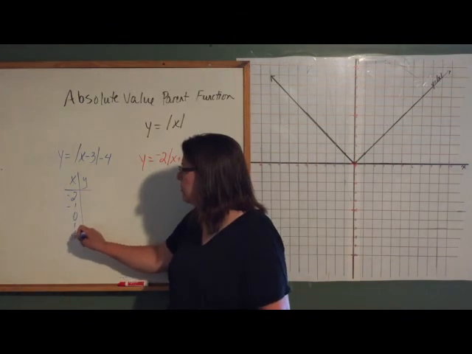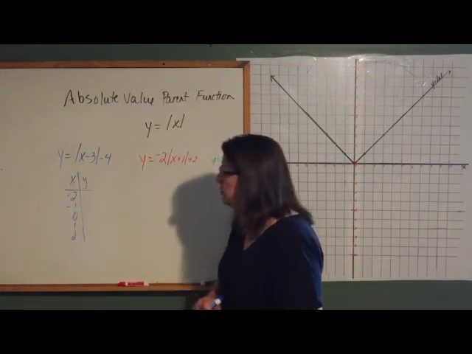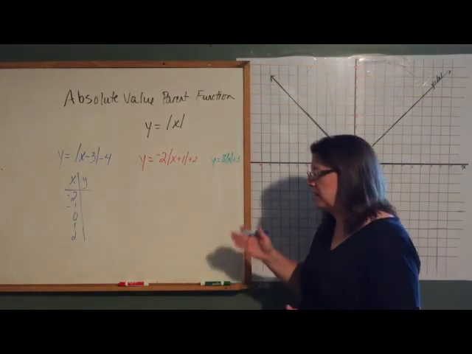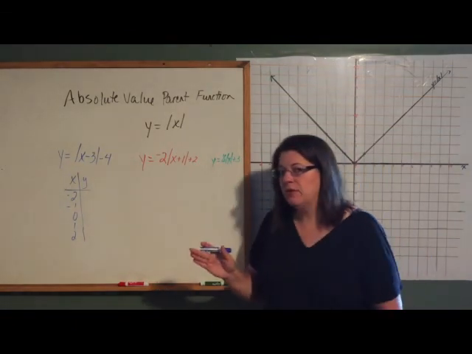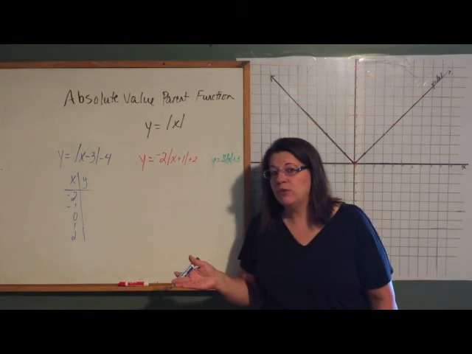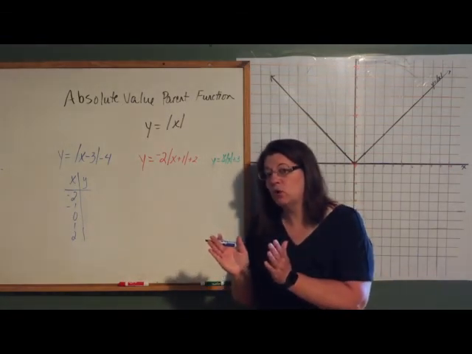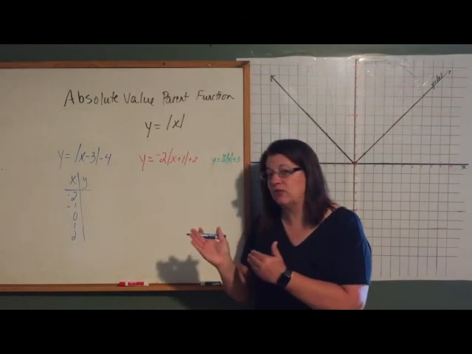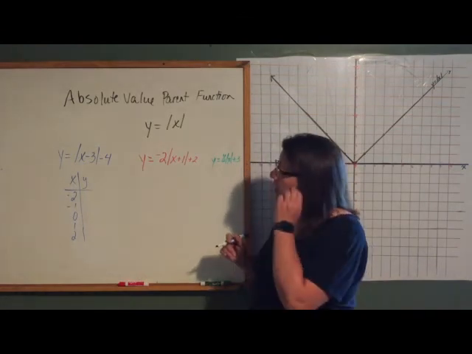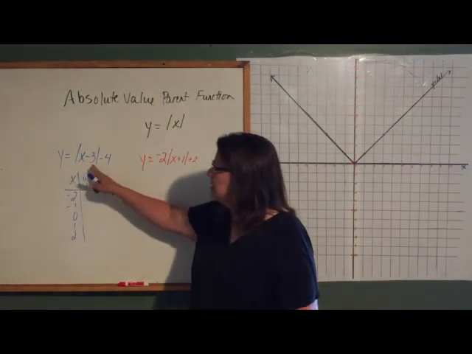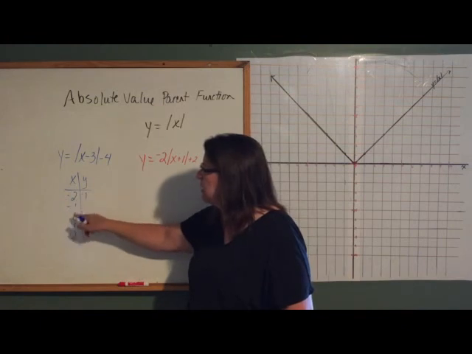Now, sometimes as you're choosing numbers, you may only get one side of the absolute value graph. If that happens, just choose more numbers until you see where that V is going to form. Once you see where that's going to form, you can use symmetry to find the rest of it. So if I plug -2 in, -2 minus 3 is -5. Absolute value of -5 is 5. 5 minus 4 is 1.